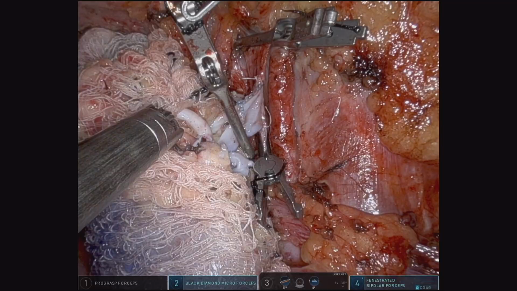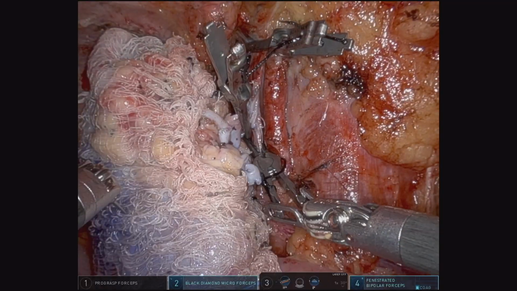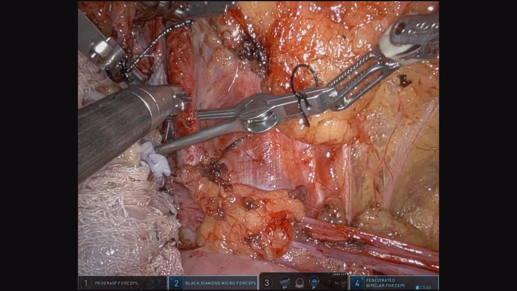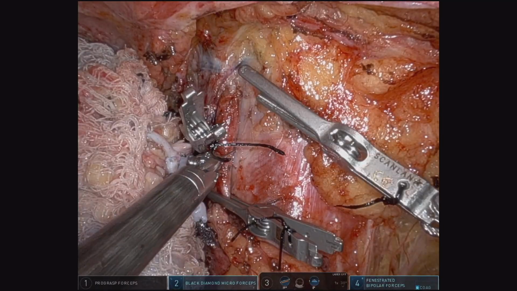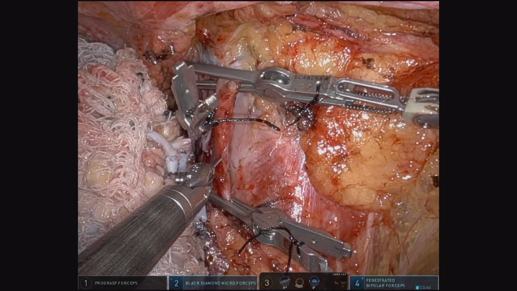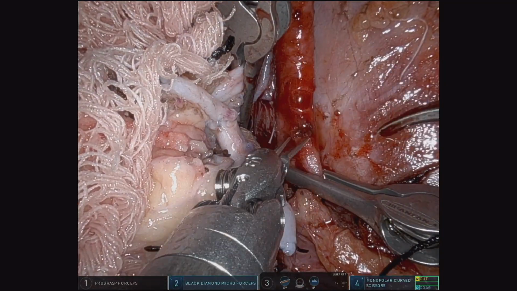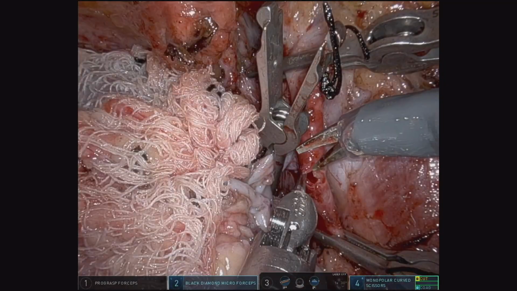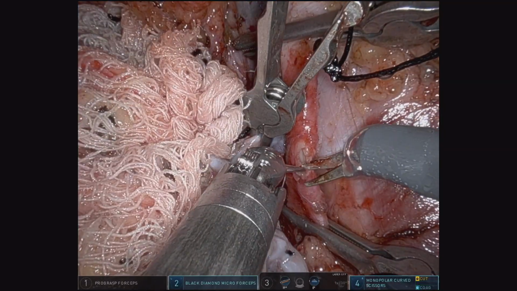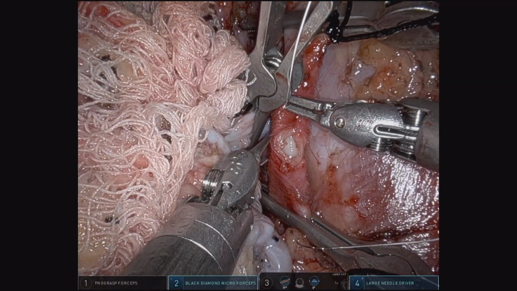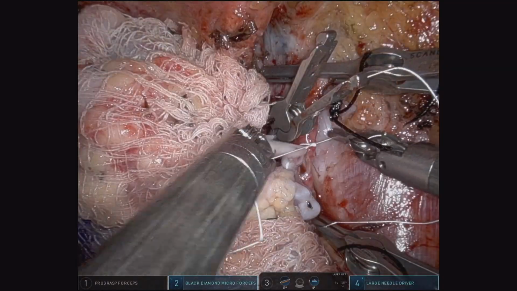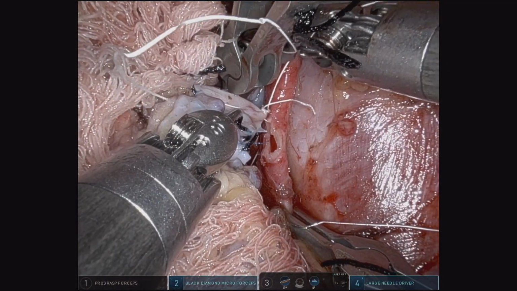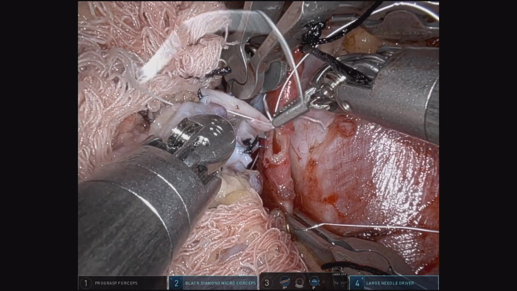And then a bulldog is applied on the renal vein, and the bulldogs on the iliac vein are taken off and placed on the external iliac artery. And an arteriotomy is made in the external iliac artery, and then the anastomosis is performed between the two reconstructed renal arteries and the external iliac artery.